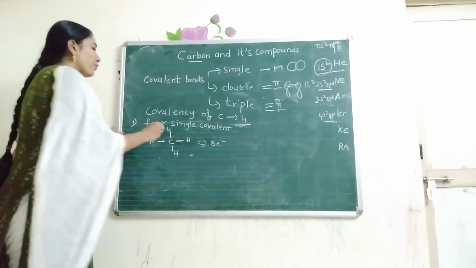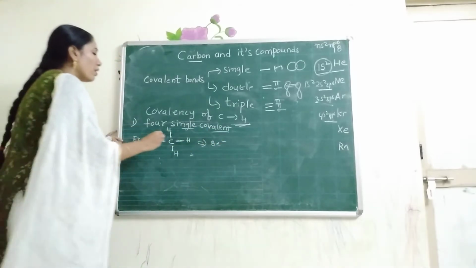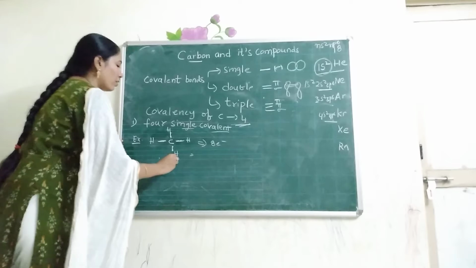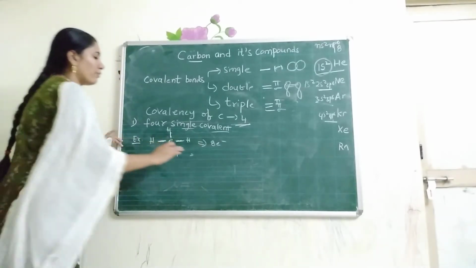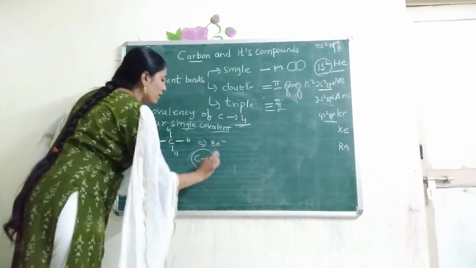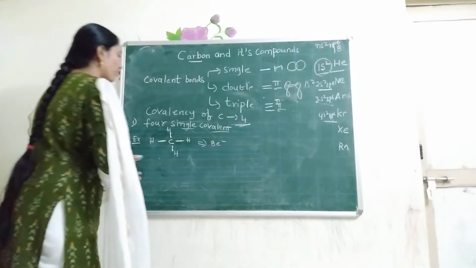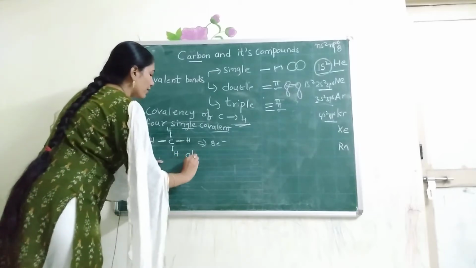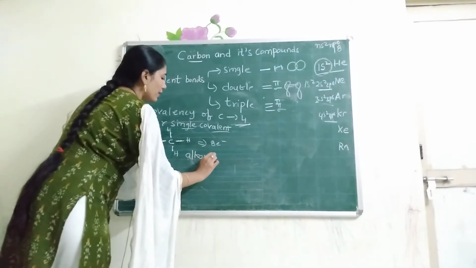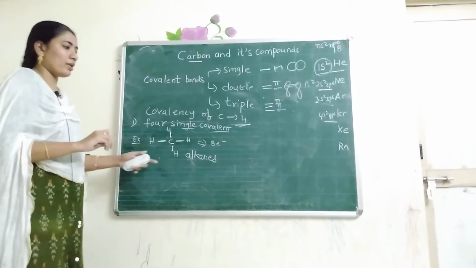Carbon can form 4 single covalent bonds. For example, there is a single bond present between carbon and carbon. These types of compounds are called alkanes. In alkanes only single bonds are present.